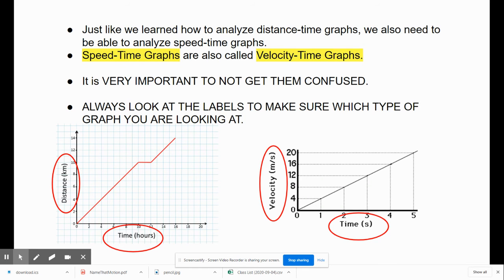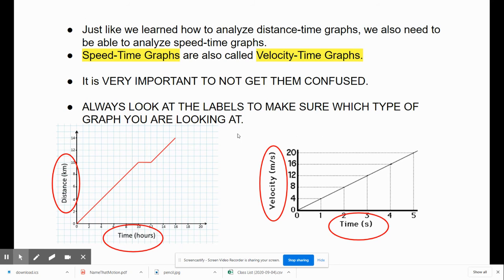Now, you want to really get your head on straight for this next part. Just like we had to learn how to analyze distance time graphs, we're also going to need to analyze speed time graphs. Now, guys, we have seen some of the released items on the TN Ready test and other standardized tests. We have a lot of experience with it. Sometimes they will label these speed time graphs, and sometimes they'll call them velocity time graphs.